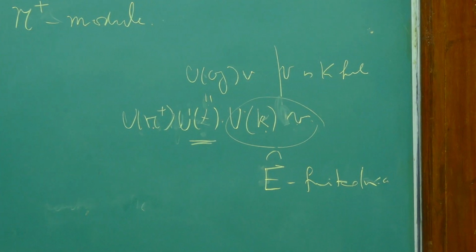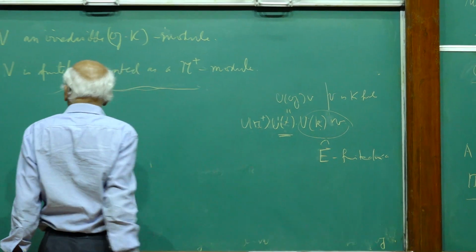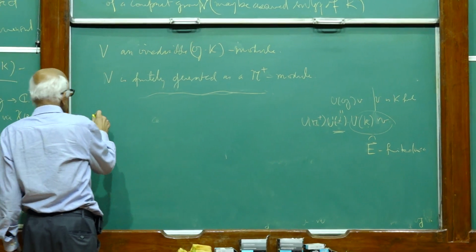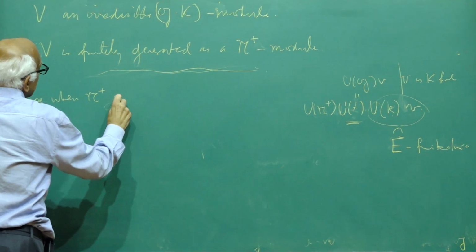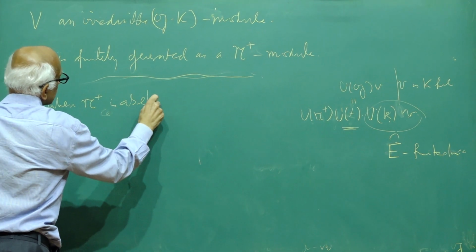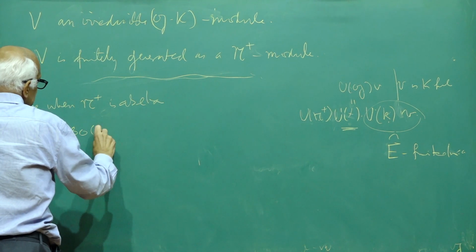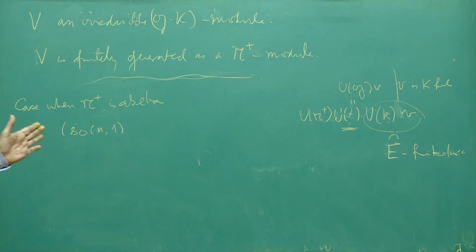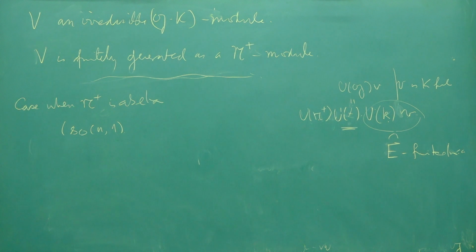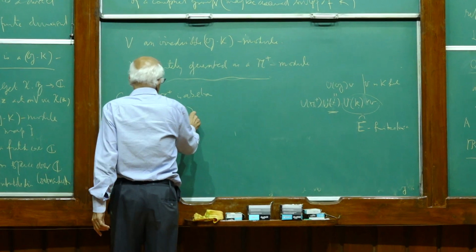Anyway, I'm going to assume these two facts. Now, let's first look at the case when n plus is abelian. This actually corresponds to the classical cases SO(n,1). In all these rank 1 cases, the n plus turns out to be abelian. And so our module, the GK module.